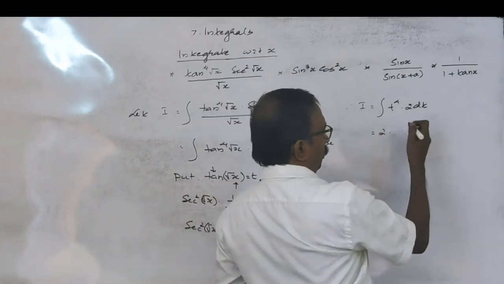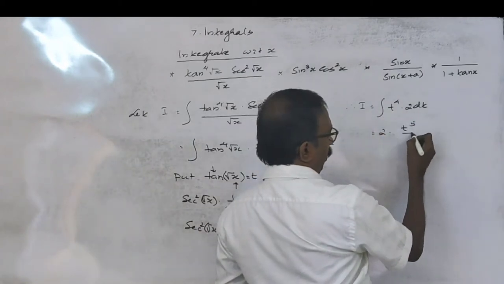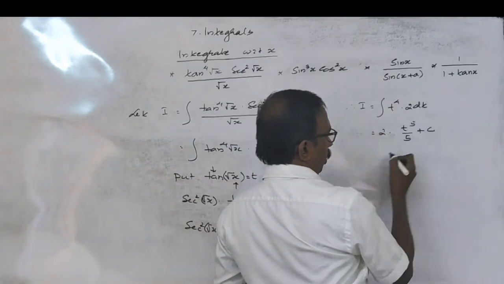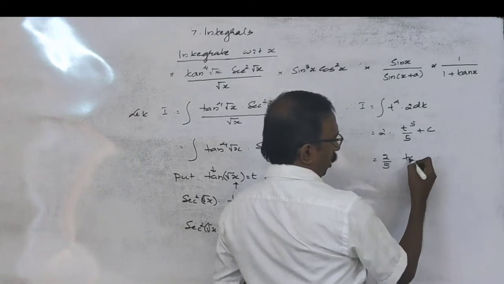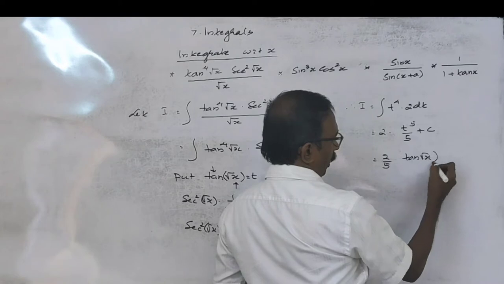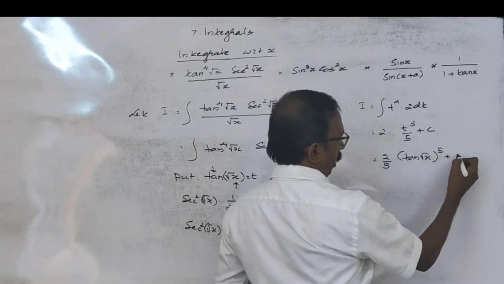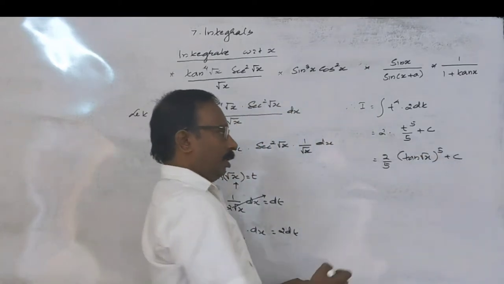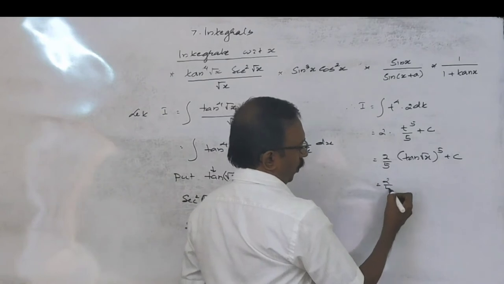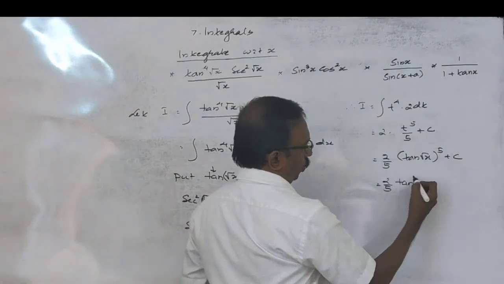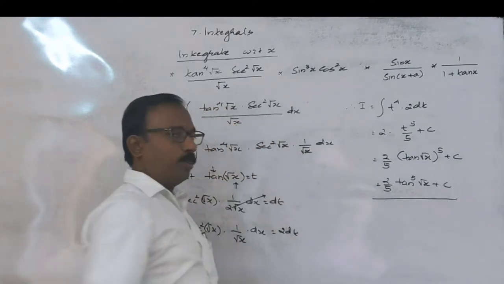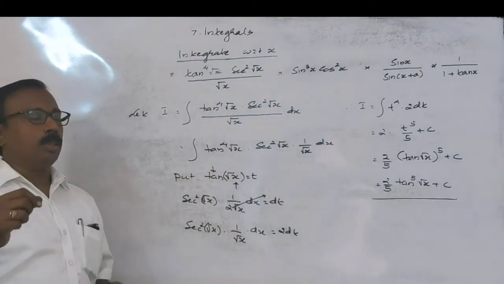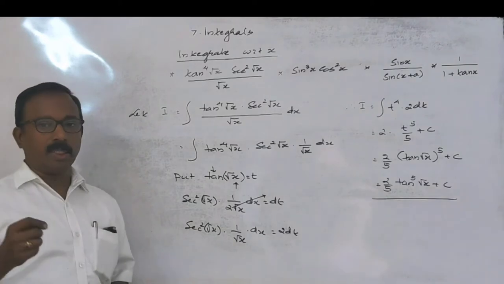The integral of t raised to 4 is t raised to 5 by 5 plus c. So the answer is 2 by 5 into tan root x the whole raised to 5 plus c. Or we can say 2 by 5 tan raised to 5 root x plus c is the answer.